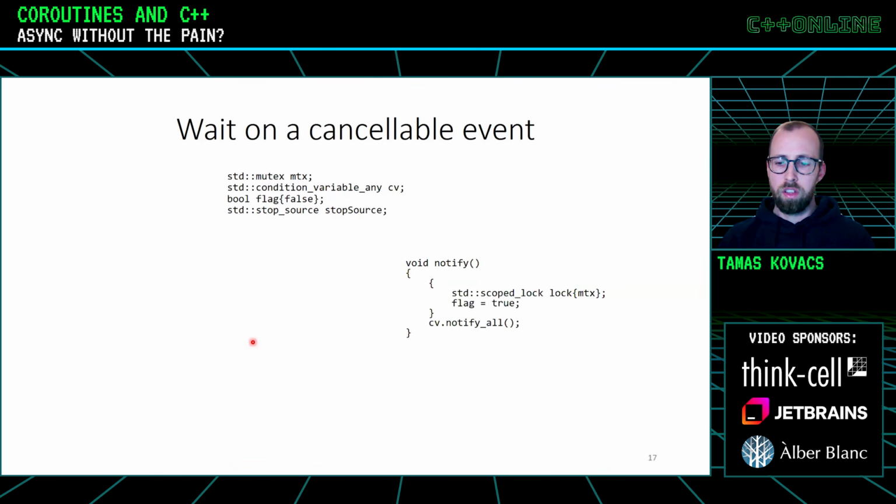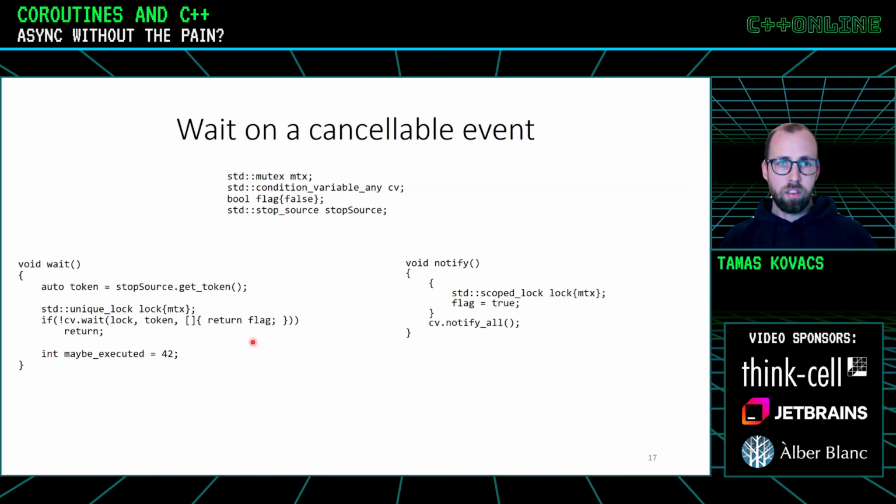The notify is the same as before, and we have now here the wait. As you can see, we are co-waiting. This is our wait for the conditional variable, and if this returns false, we explicitly need to return from this function because we don't want to execute this line anymore. So that's great. Works, but the cancellation logic is tightly coupled in this code.